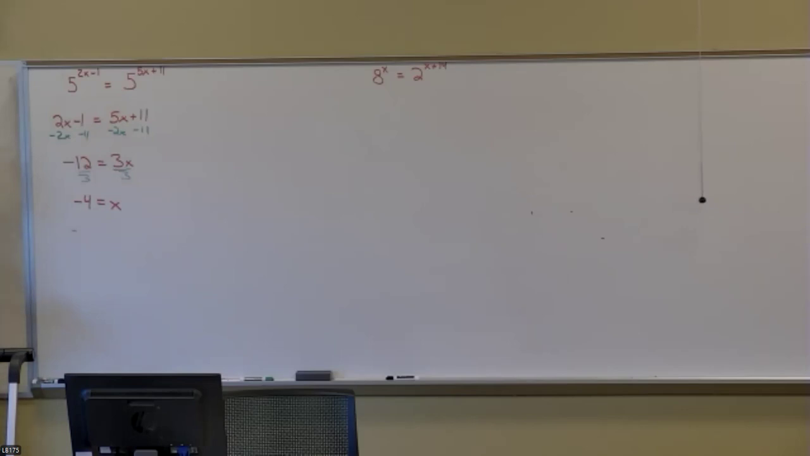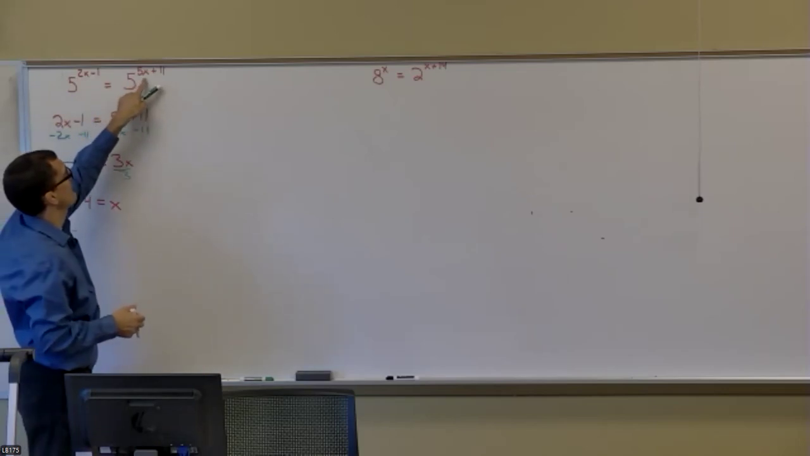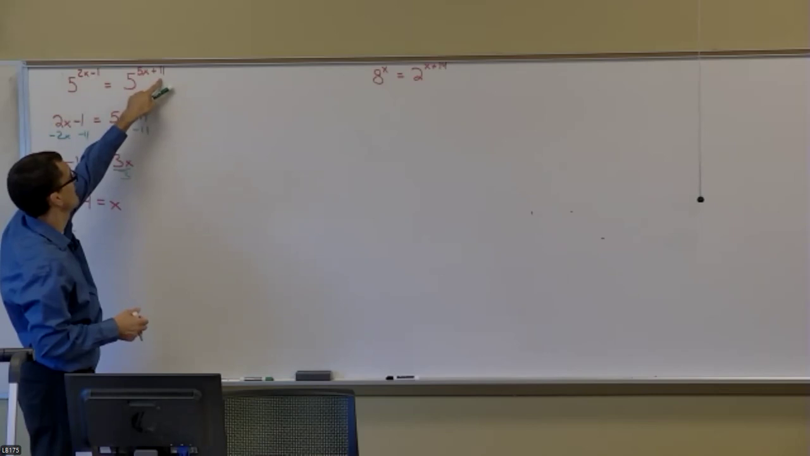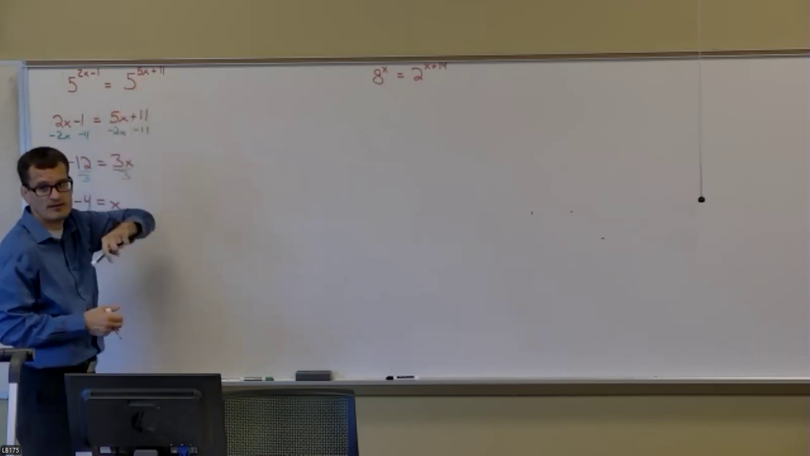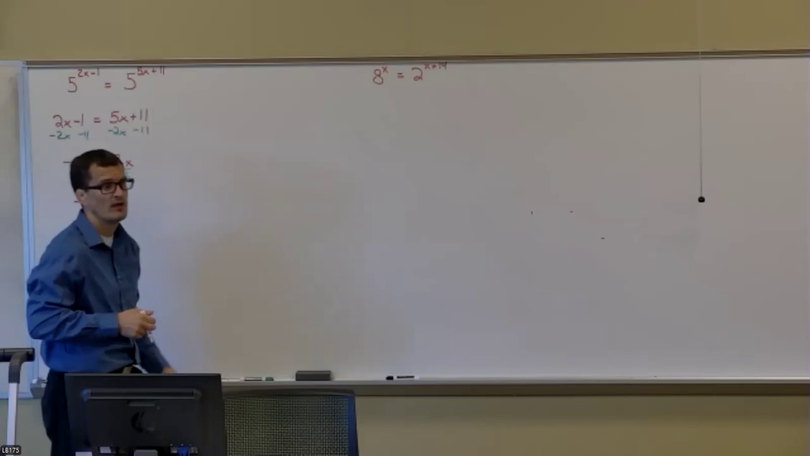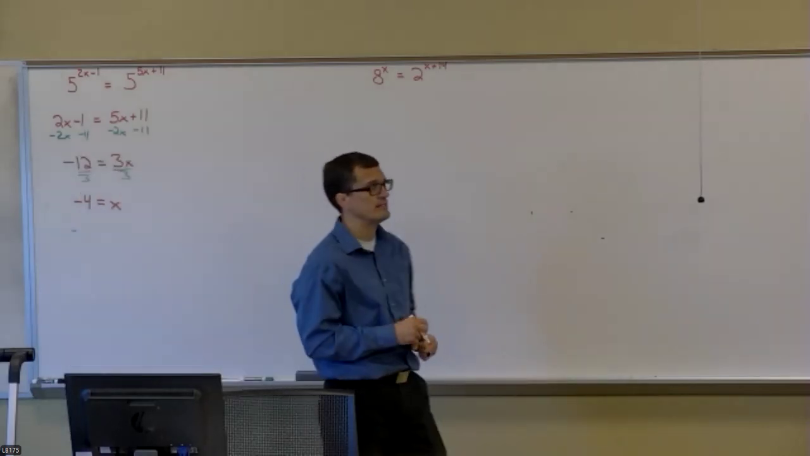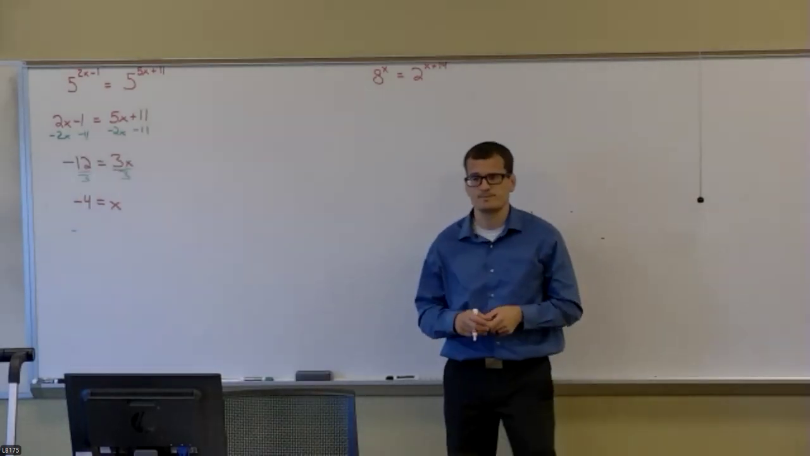And you could plug that in as well. Take 2 times negative 4 minus 1, you get a negative 9. So the left-hand side is 5 raised to the negative 9 power. And if you plug that in here, 5 times negative 4 plus 11 is also negative 9. So that's 5 raised to the negative 9 power. So both sides are 5 raised to the negative 9 power.